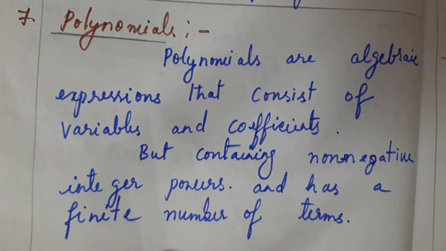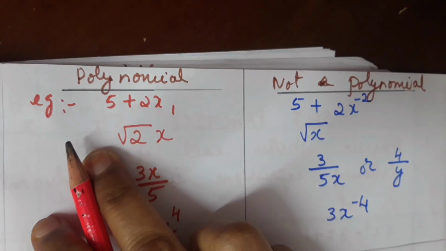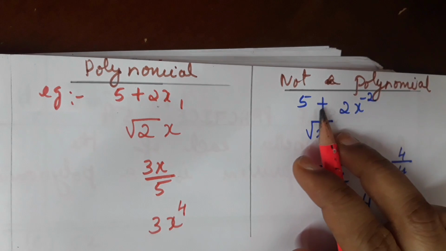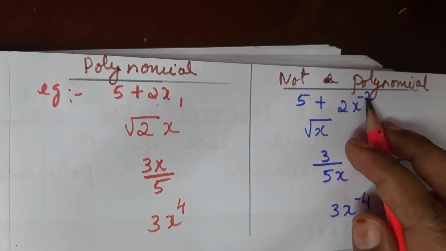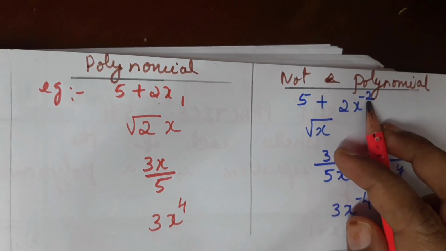Negative numbers are okay, but a negative exponent, meaning power, is not. x to the power minus 5, negative power, is not a polynomial. So here it is very important to know which is a polynomial and which is not. For example, 5 plus 2x is a binomial polynomial. But 5 plus 2x to the power minus 2 has a negative exponent, so when a negative power is given, it is not a polynomial.